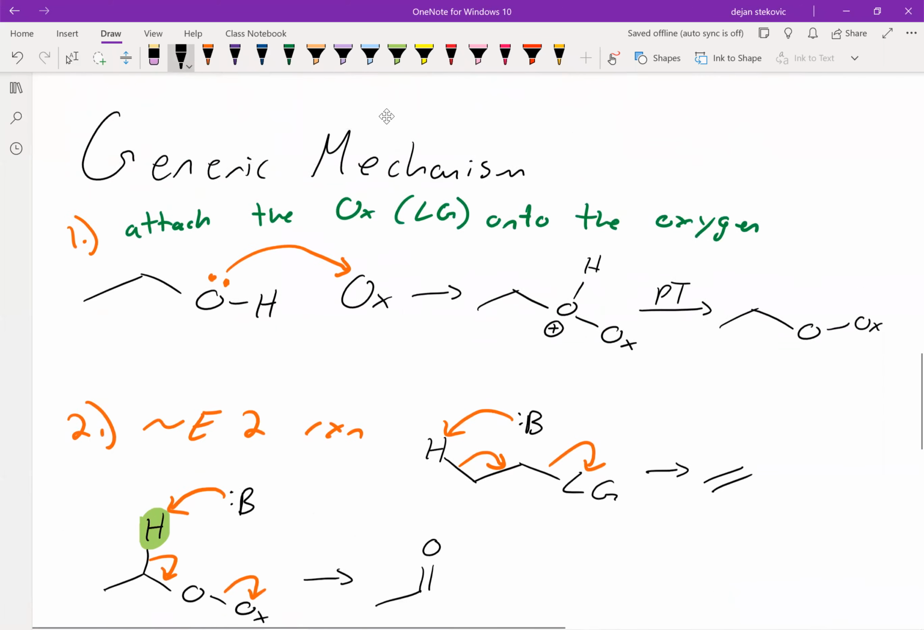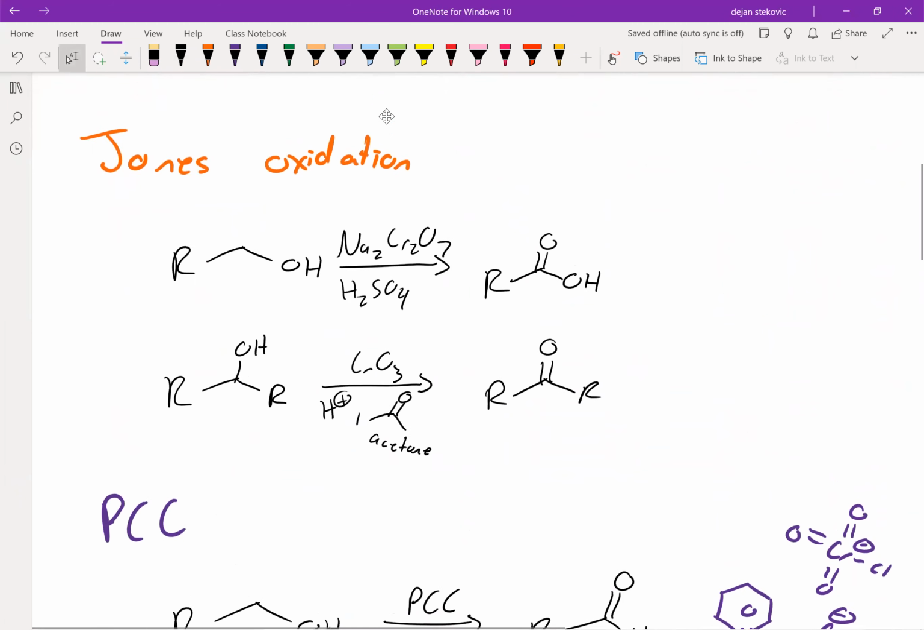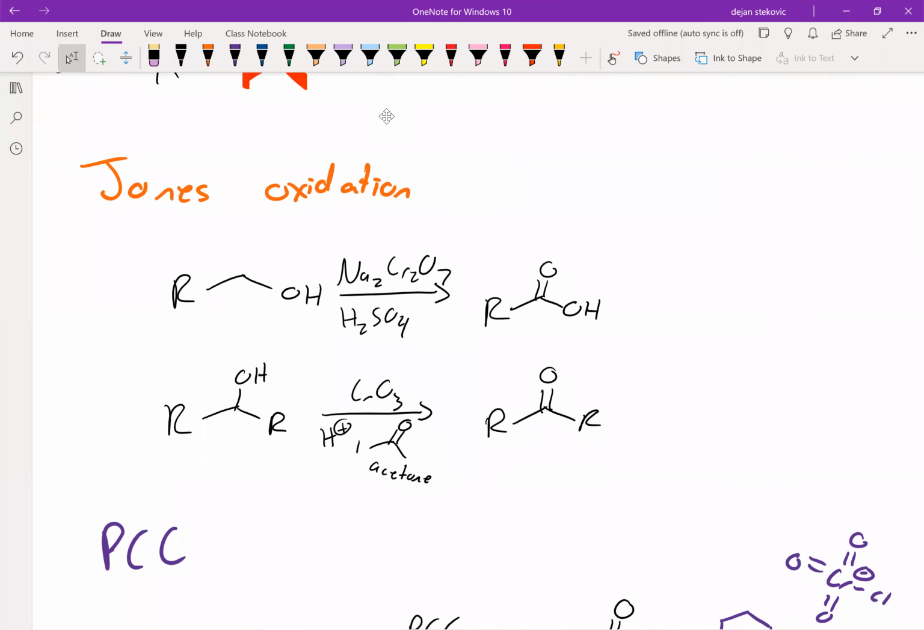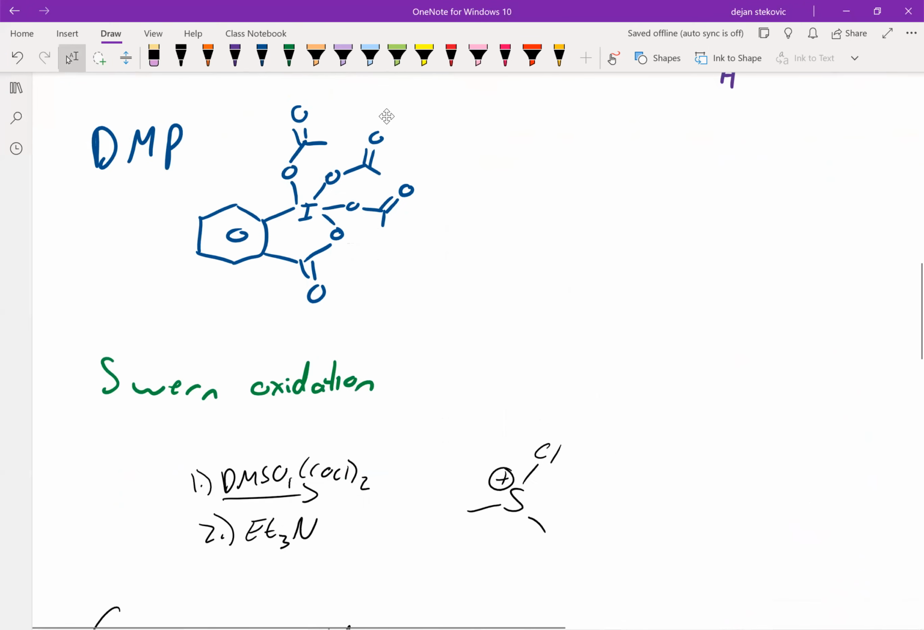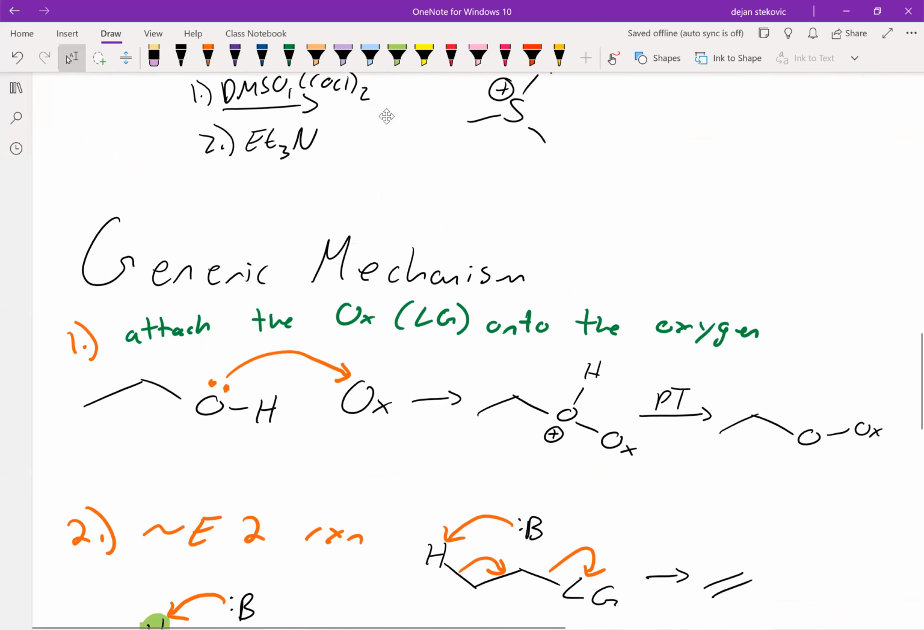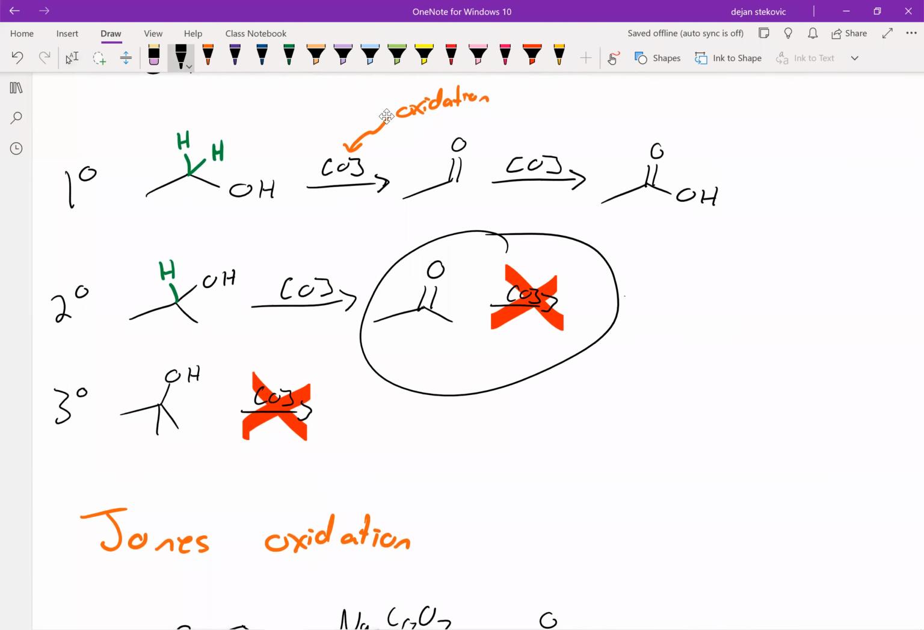And again, which specific oxidant you use depends more on experimental conditions. The main thing that you want to keep in mind is that the Jones oxidation will go all the way to a carboxylic acid. All the other ones that we learned will stop at an aldehyde. Of course, if you have a secondary alcohol, you will only go to the ketone. And if you have a tertiary alcohol, no reaction occurs.